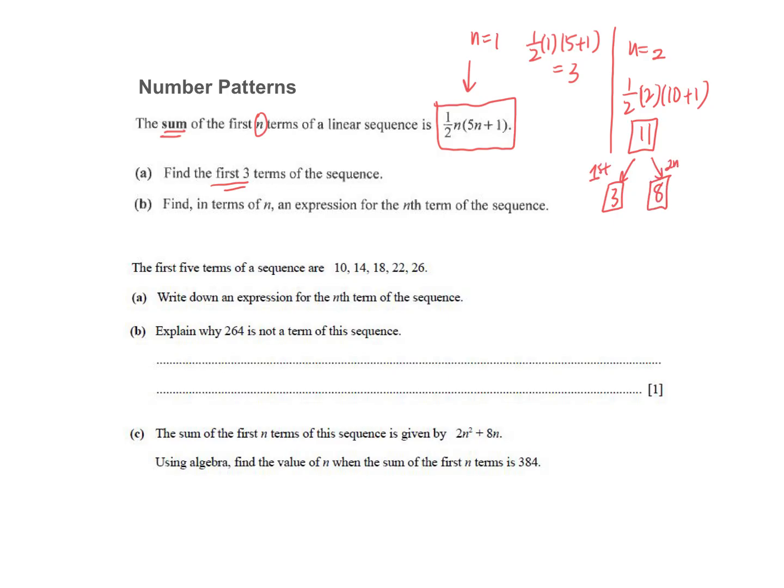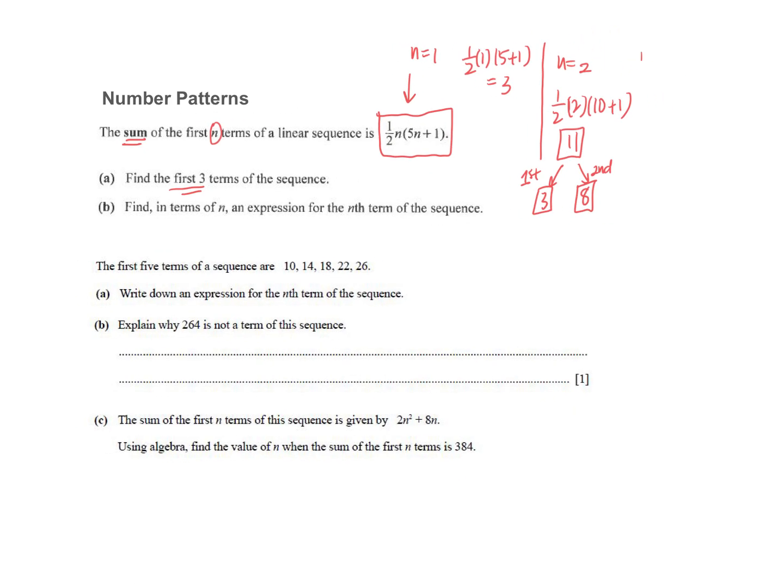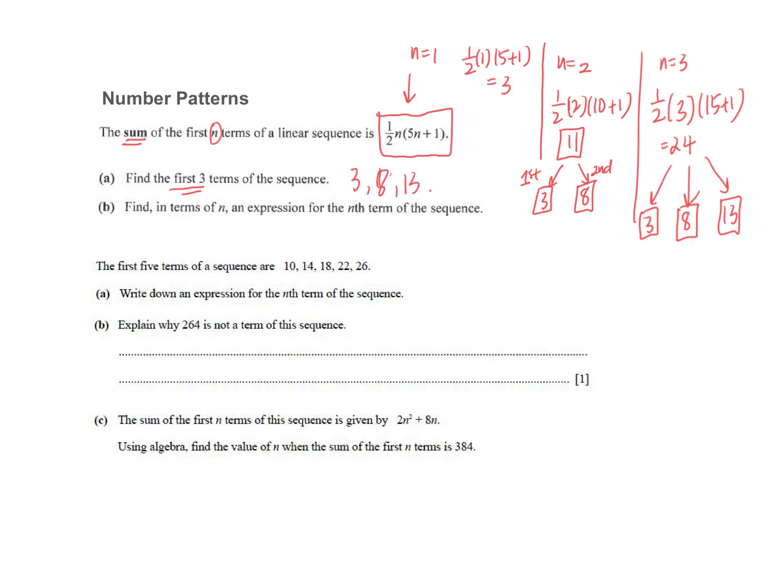So you all need to be able to see the correlation. Then when n is 3, you follow the instruction. Half and then 3. And then 15 plus 1. So this is 16, 8, 24. So this is the sum of 3 numbers, right? I already know my first. I know my second. So the next one is 13. So that the 3 sum up to 24. So my first 3 terms will be 3, 8, and 13. So the trend for number patterns is follow their instruction. Then you try to pick out the trend. That's how you find the pattern.